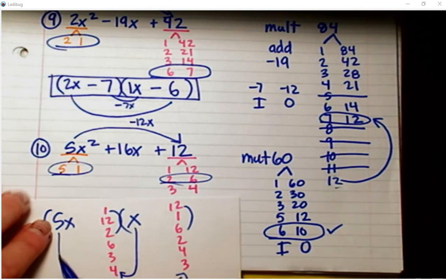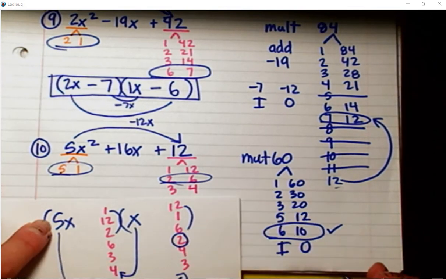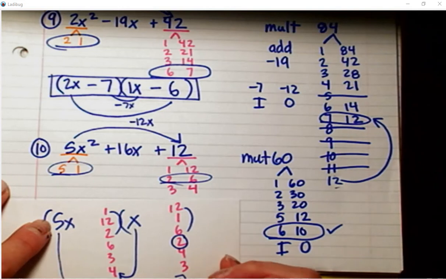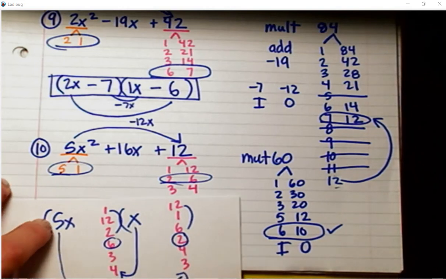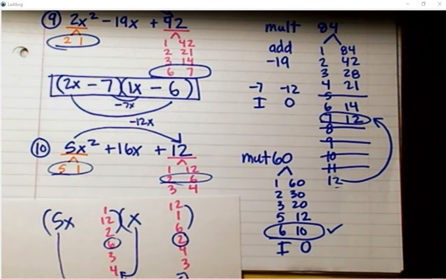Okay, so 5 times 2 is 10, and 1 times 6 is 6. Does that make sense? Okay, so it's basically me trying to figure out how not to check all 6 of those possibilities.